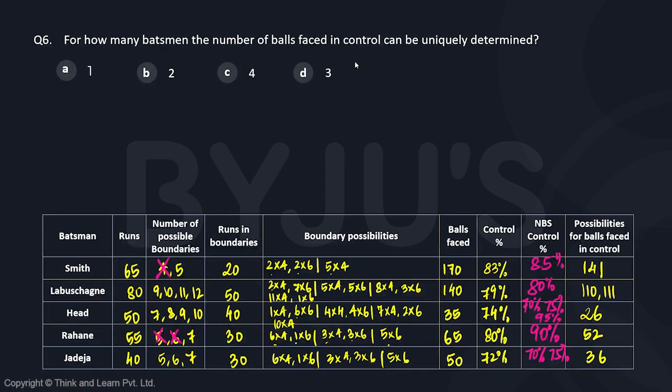Question number 6. For how many of the batsmen can the number of balls faced in control be uniquely determined? So we are looking at the last column. We can uniquely determine for 4 players except for Lab. So the answer is going to be option C.